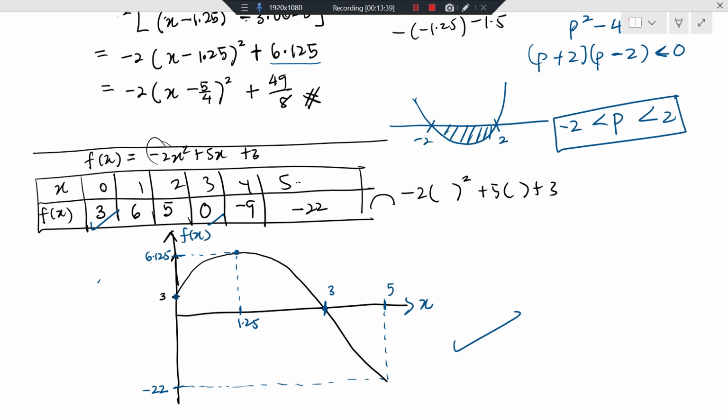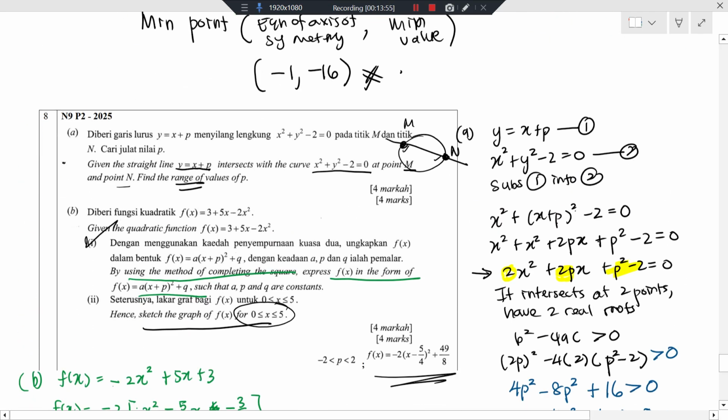Actually, drawing the graph is saving a lot of marks for you. Okay, you can simply draw correctly. It's not very difficult also. Show all the important points and then you can get the marks. Okay, so that's how you settle your question B.